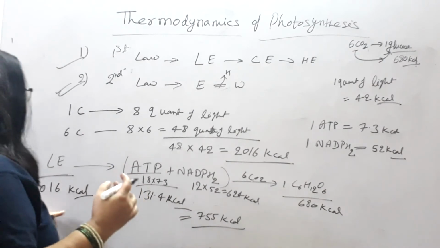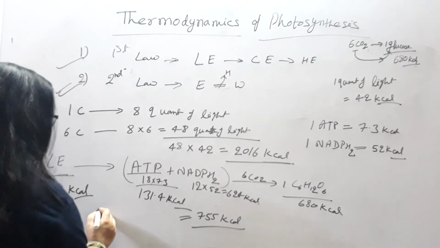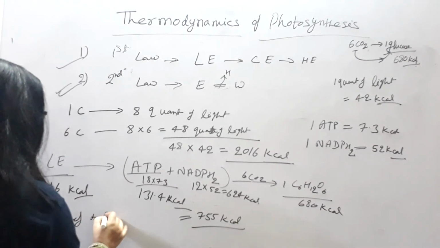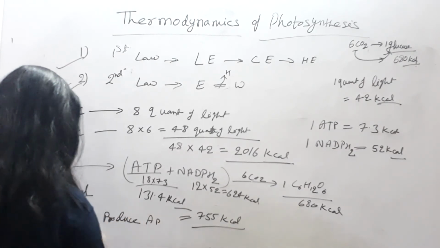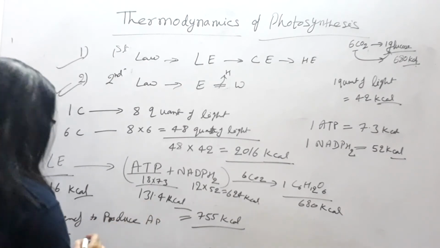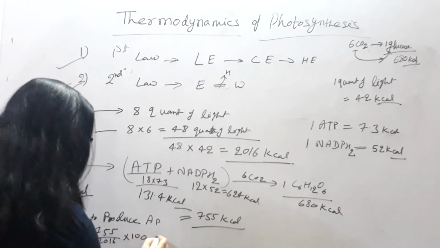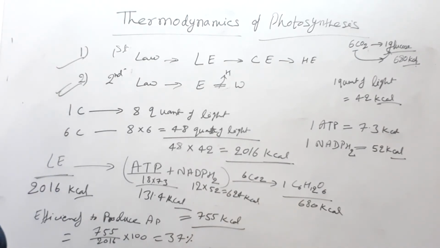The efficiency of sunlight to produce assimilatory power, if we calculate, then we find: efficiency to produce assimilatory power is equal to 755 by 2016 into 100, which is equal to 37%. This is almost 37%. Fine. It's almost 37%. Clear?